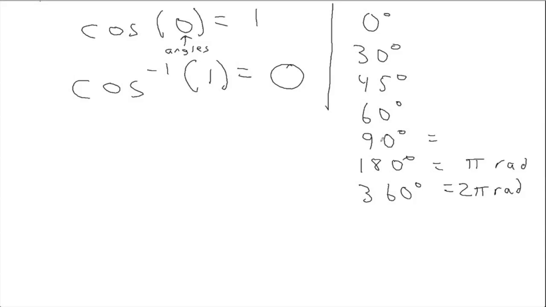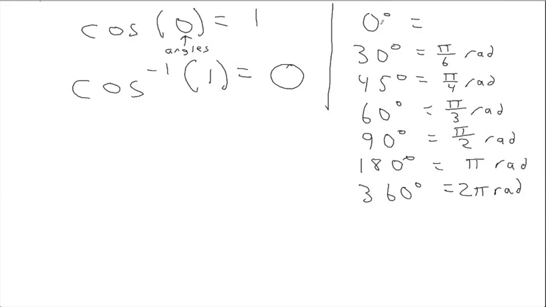90 degrees is a right angle. So how many radians are there in a right angle? Pi over 2. Right. And these numbers are not as obvious, but this would be pi over 3 radians. This would be pi over 4 radians. This would be pi over 6 radians. How many radians would this be?